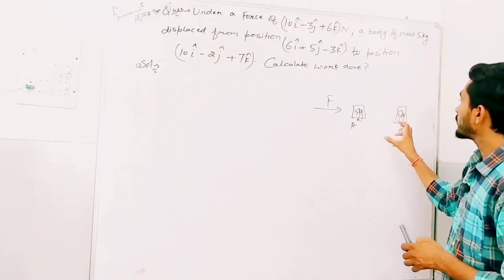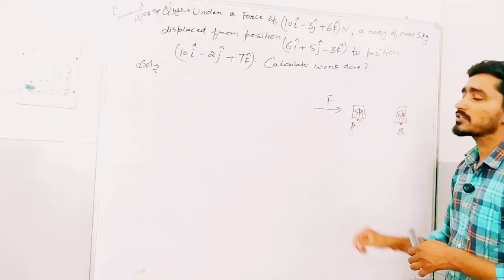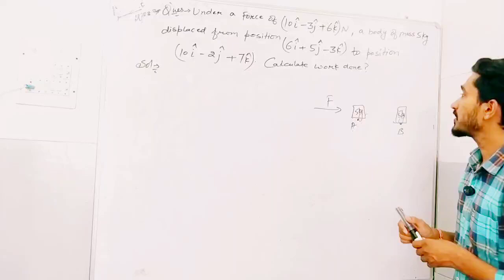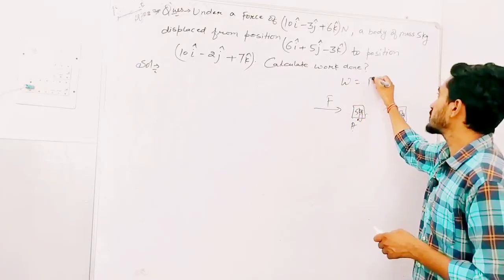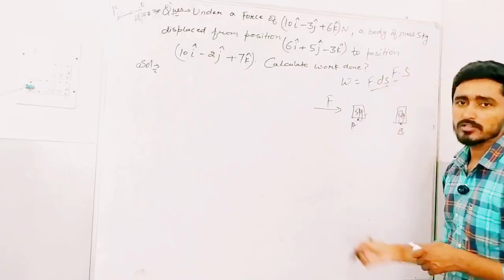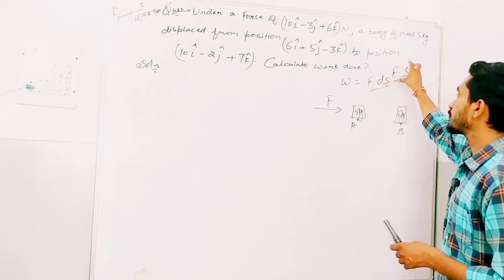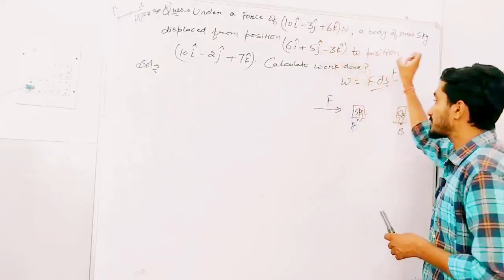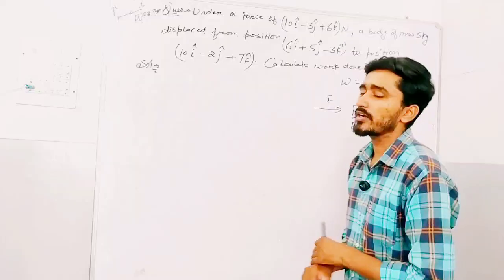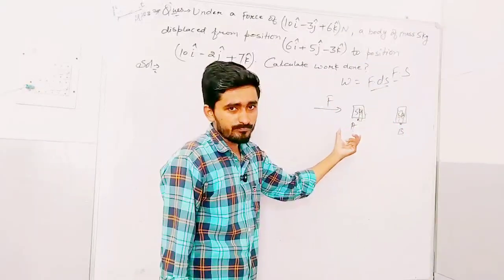If we find the displacement here, how much displacement is happening, we have to find the work done. Work done is force dot displacement. We have the force, but the displacement is in the form of position vectors. So to find displacement, we will find the final vector minus the initial vector.